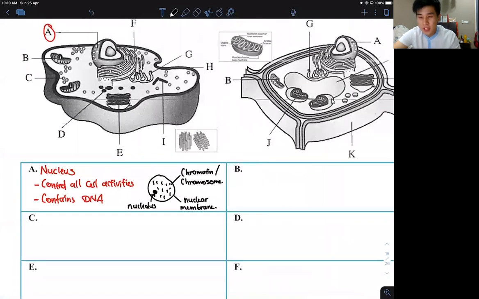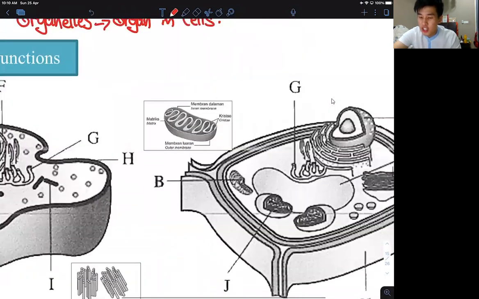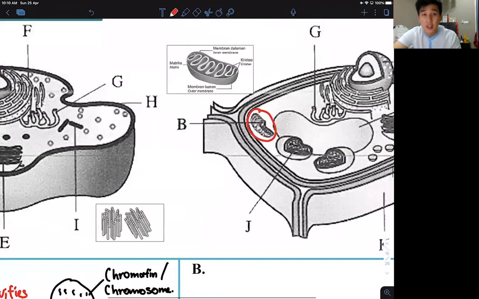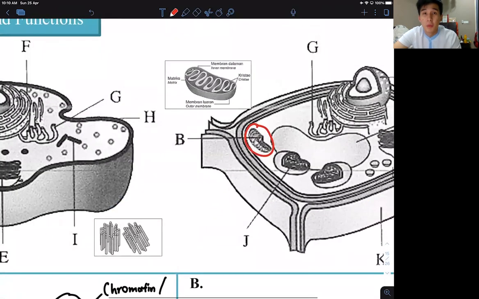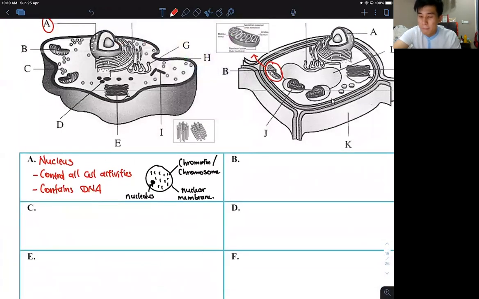Now let's look at structure B. Can you tell what structure B is? Over here, you can see I already gave you an enlarged structure. Inside here it is curling like that. Yes, this one is very simple. It's basically your mitochondria, something we learned since Form 1, correct?